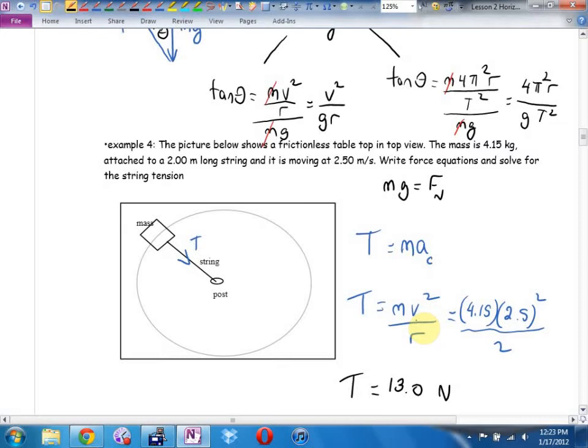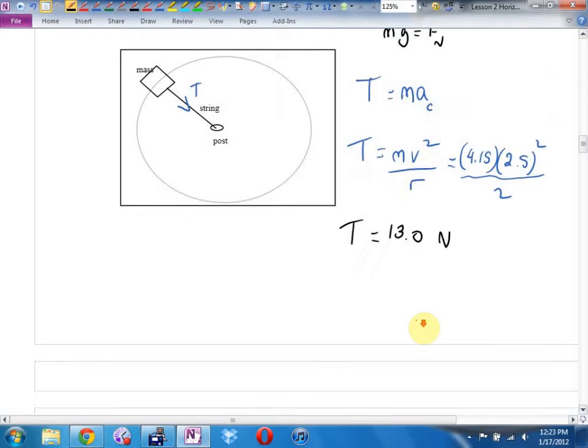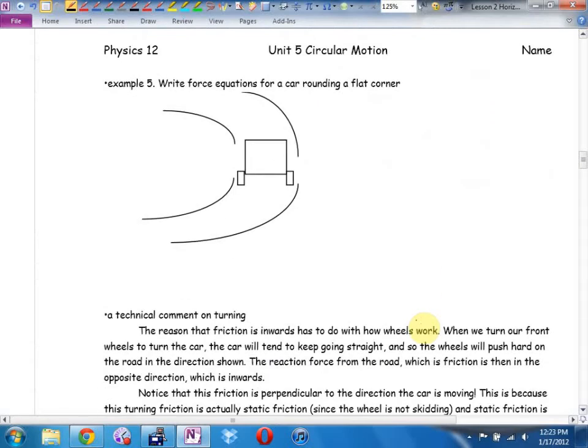Example 5, let's write force equations for a car rounding a flat corner. So you folks already told me, gravity down, normal force up. What path are we tracing out? What shape? So there has to be a force towards the middle. I'm not going to call it FC. Instead, what force is pushing a car towards the middle? And you guys said friction.